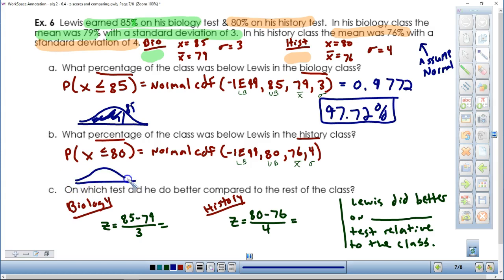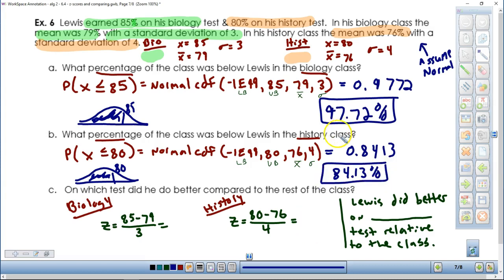But this time we have a different test. We're looking to the left of 80 instead of 85. And we also have a new mean and a new standard deviation, but we're going to use that same normal CDF command to find the area under the curve, or the percentage. And this time we get 0.8413, which is 84.13% rounded.